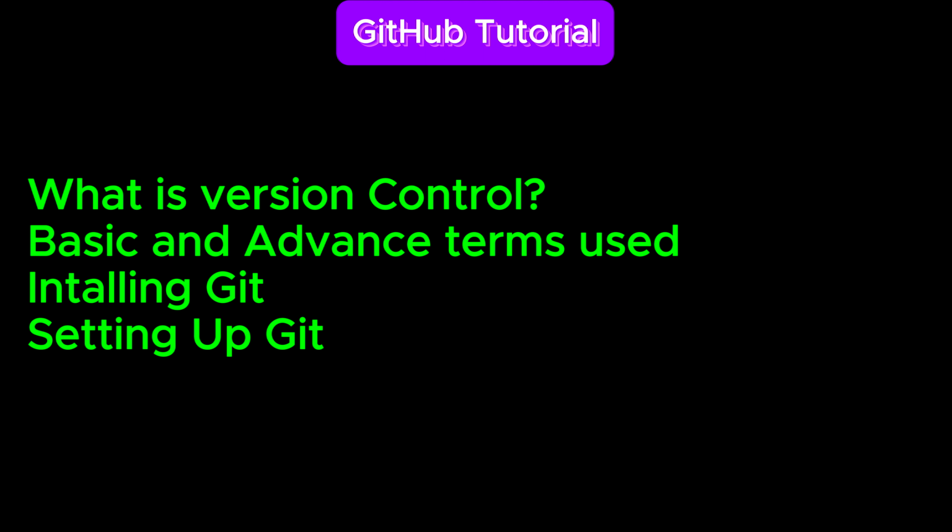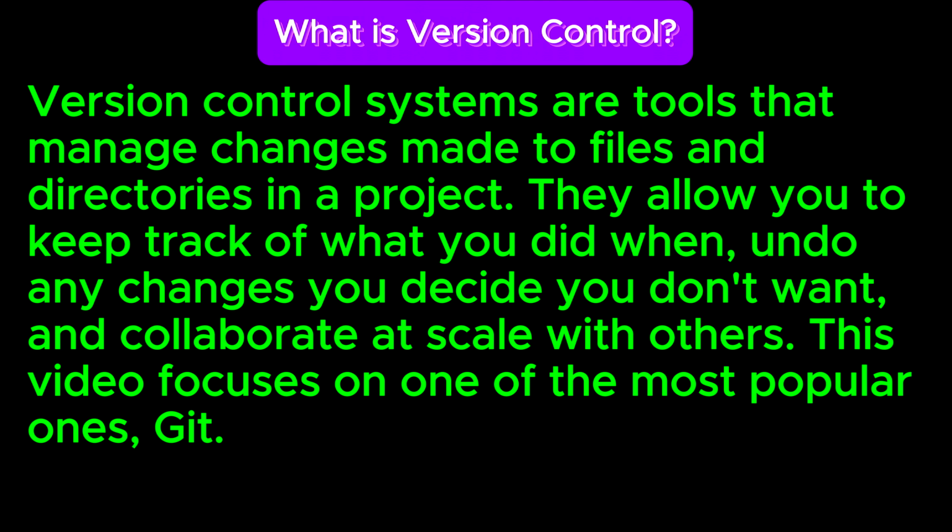system. First we have to understand what is version control. Version control systems are tools that manage changes made to files and directories in a project. They allow you to keep track of what you did when, undo any changes you decide you don't want, and collaborate at scale with others. This video actually focuses on one of the most popular ones, which is Git.